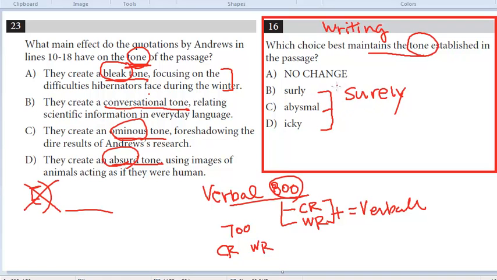Surly means ill-tempered, bad-mannered. You're a very, very cantankerous person. And abysmal means disastrous. So you really have to know some of the vocab to do well on the writing section. How are you going to do this question without knowing these two words? Maybe you know icky and keep it the same, but obviously we didn't read the passage. But you have to know these words. Again, the importance of vocabulary.